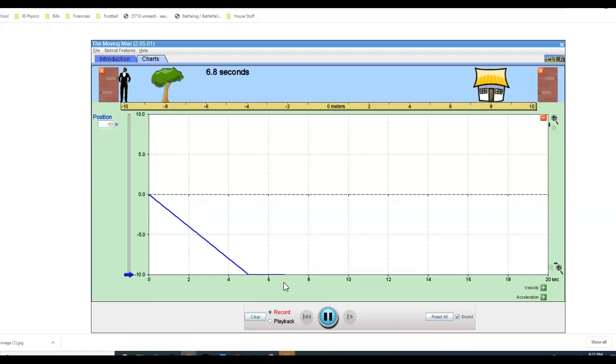Okay, so notice his position time graph is still going, right? But now it has gone horizontal because his position is no longer changing. Time is still going on, but he's not moving anymore.